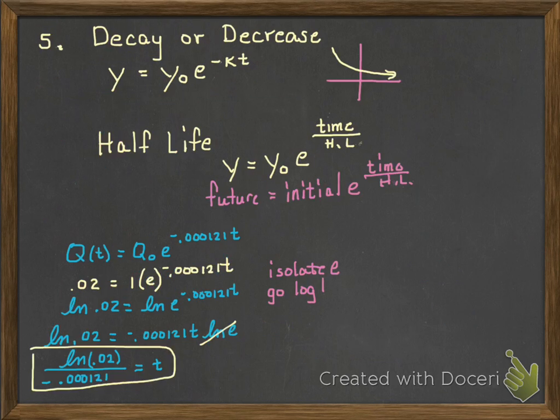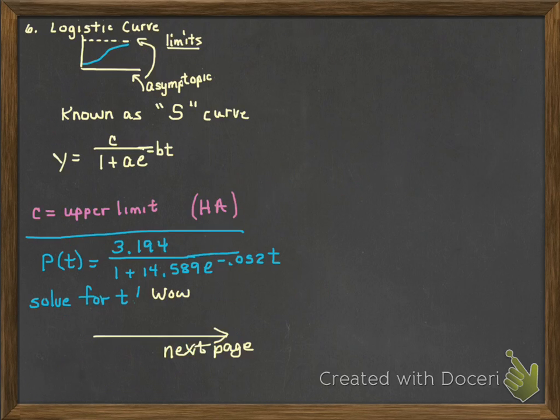Number 5, decay or decrease. Again, we're going to stick with this formula because it's not half-life, it's just exponential decrease or decay. I'm comparing that equation to the half-life equation. They're very different. And the future is equal to the initial amount times e raised to the time over half-life. And I've worked that through, and I'll let you read that at your speed.